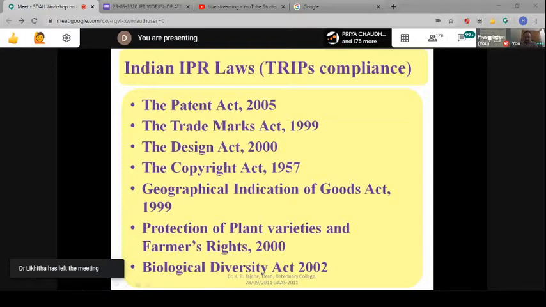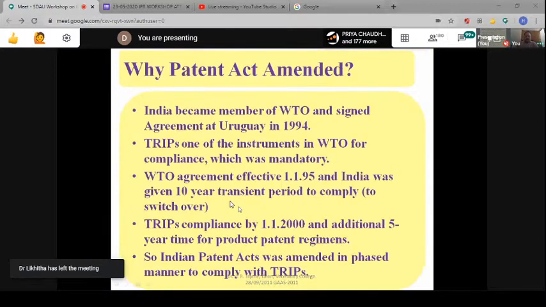Now next, why the Patent Act was amended, I think madam gave you some hint yesterday, but I still want to discuss it with you. Because of globalization, we had to become a member of the World Trade Organization in 1993. The World Trade Organization emerged and we became a member. To comply with the rules and regulations of the World Trade Organization, we had to change certain things with respect to the Patent Act and intellectual property rights. So we have amended our Patent Act three times.